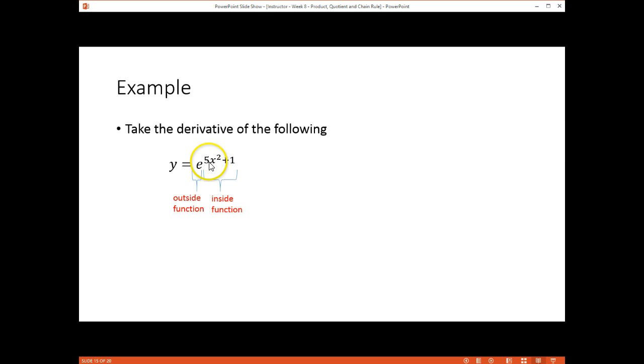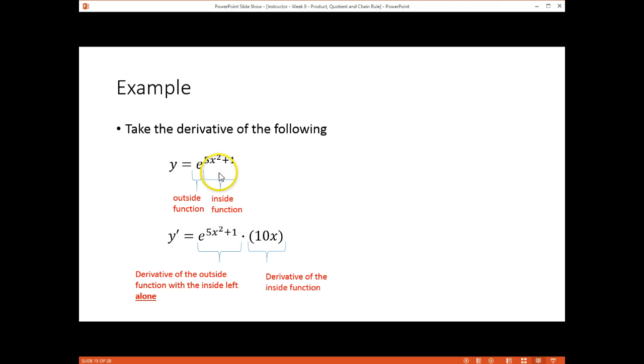So when I take the derivative of the outside, remember your outside-inside rule, the derivative of e to the u is just e to the u. So this is the derivative of my outside function. And then I'm going to multiply it by the derivative of the inside function. The derivative of 5x squared plus 1 is simply 10x. So this is 10x times e to the 5x squared plus 1.